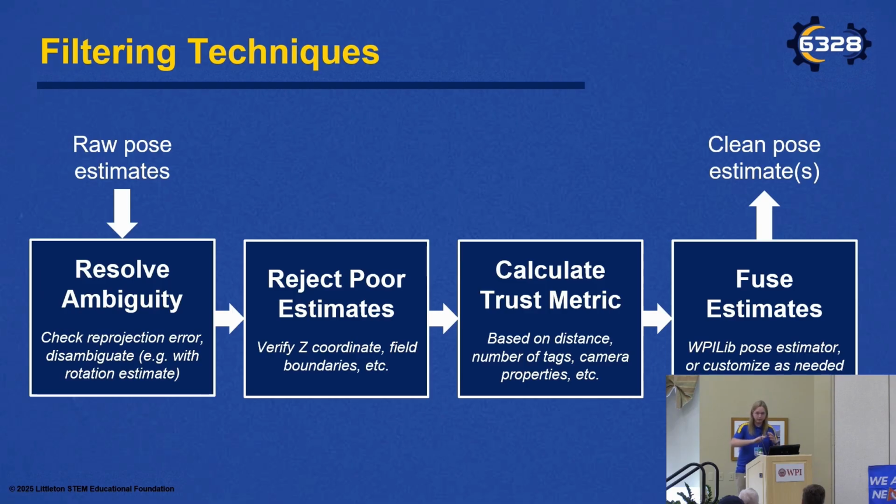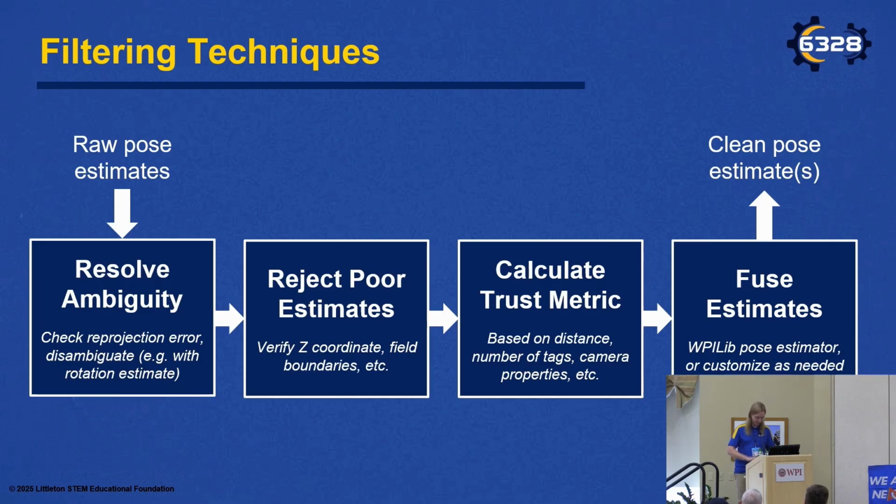And finally, we have all of these estimates with trust metrics. We can fuse them all together. Generally, WPILib's pose estimators do a great job of that. You can also customize them a little bit if you need to fit different architectures or address some of their quirks. Those of you who have played with them might notice that, for example, if your gyro offsets conflict with each other, you might sometimes get fun orbiting motions. There are reasons for that, but sometimes it may not be desirable.